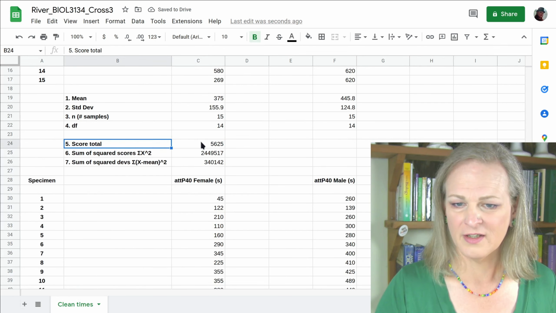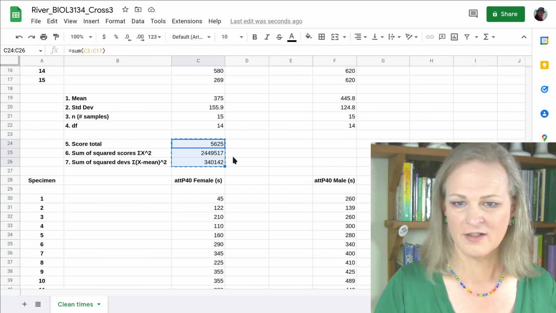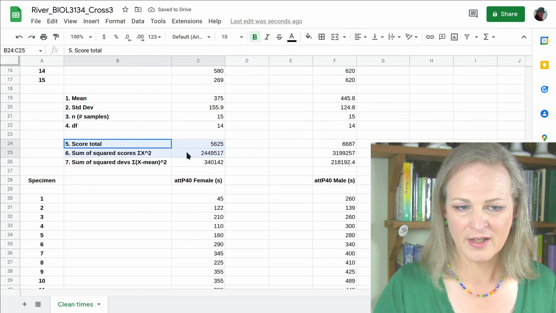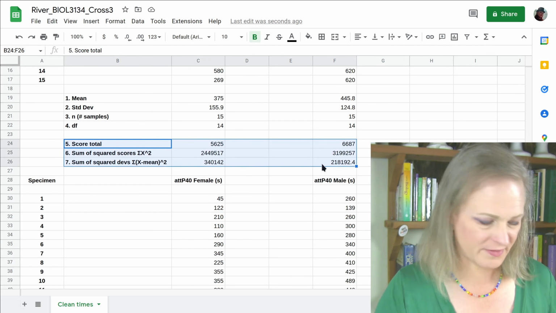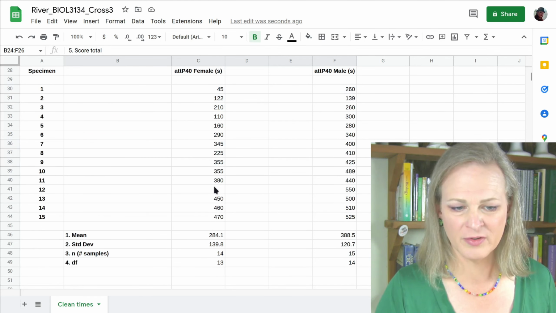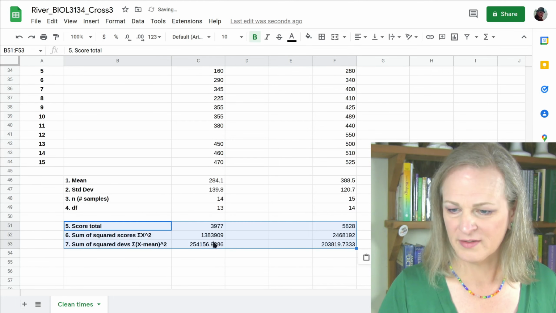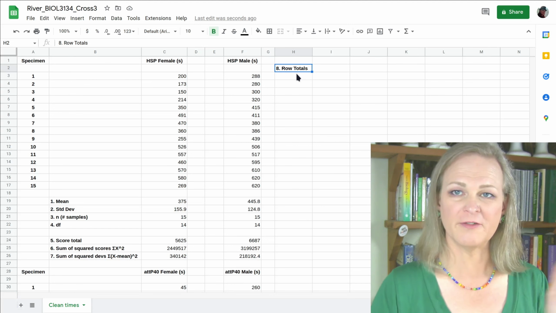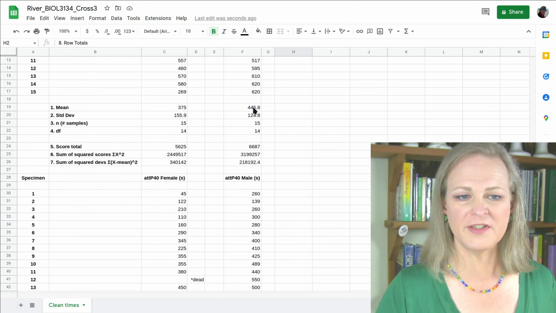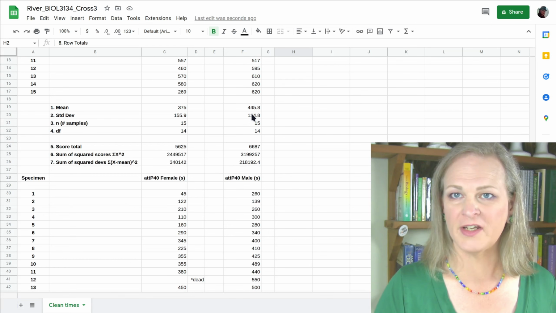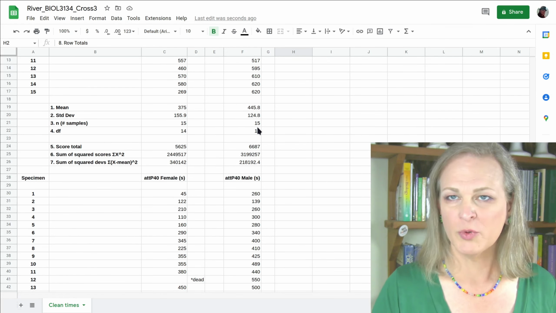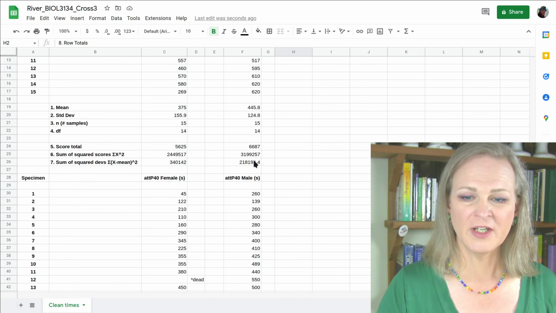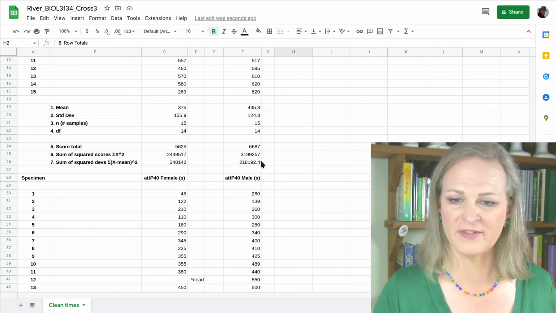Now let's take these and copy and paste over here for this other column. And we'll take this whole mess, these steps 5, 6, and 7, and we'll copy those and paste them down here. Now step 8, I'm going to add some row totals. So we're going to sum up everything from left to right. We don't need to do that for the mean or for the standard deviation. We don't have a reason to do that. But we do need totals for our n's, for our degrees of freedom, for our score totals, and for our sums of squares and squared deviations.